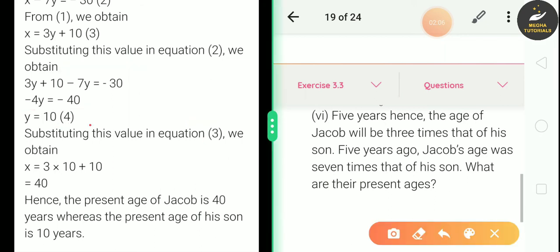Substitute y is equal to 10 in equation 3. So we'll get x is equal to 3 into 10 plus 10. So 3 into 10 is 30, 30 plus 10, which is equal to 40. So x is 40. Therefore present age of Jacob is 40 and present age of his son is 10 years. This is your final answer. So we are done with the exercise 3.3. Thank you.